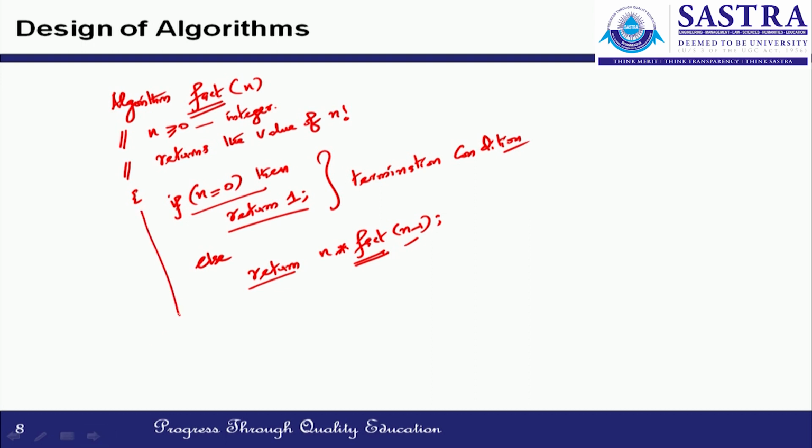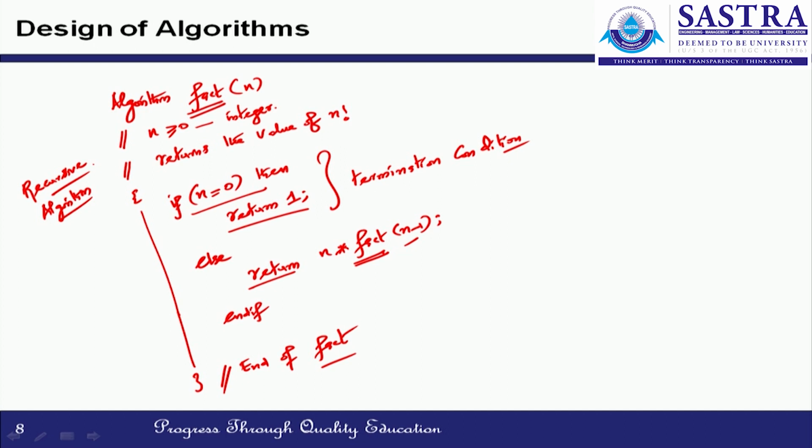Then this if ends with, say, end if, opening curly brace, ends with a closing curly brace. This is the end of algorithm fact. This is a recursive algorithm. Recursive algorithm to find the value of n factorial.